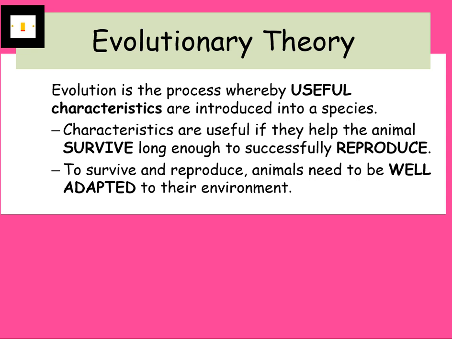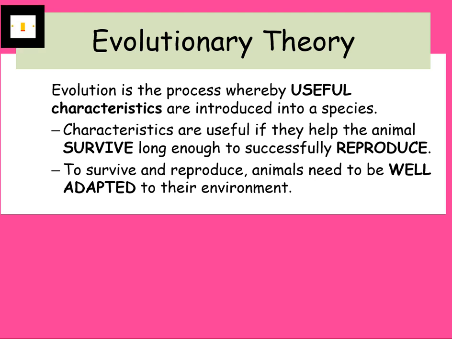So another key word there is survival. And why do we want to survive? Because we want to reproduce. So key terms for evolutionary theory, everything is about survival and reproduction. Because if you don't survive, you can't reproduce, and therefore your species ends, if you like. So to survive and reproduce, animals need to be well adapted to their environment.